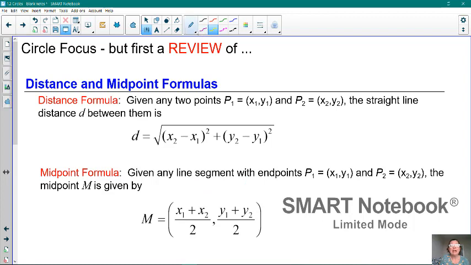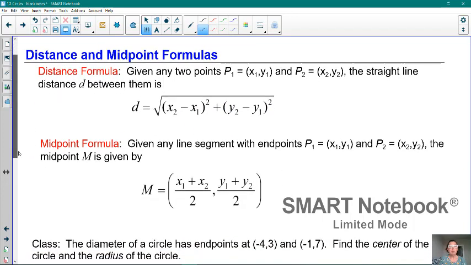So let's talk about a circle, and we're going to start our discussion with a review of a couple of formulas, the distance and the midpoint formulas. You may or may not have talked about these in Math 171, but you have definitely seen them at some point in your mathematical career. So the distance formula says this: given any 2 points, P1 and P2, given by the ordered pairs here, the straight line distance d between them is given by this formula. And we have used this formula in doing some of the proofs of our trigonometric identities. So you have seen this formula more recently.